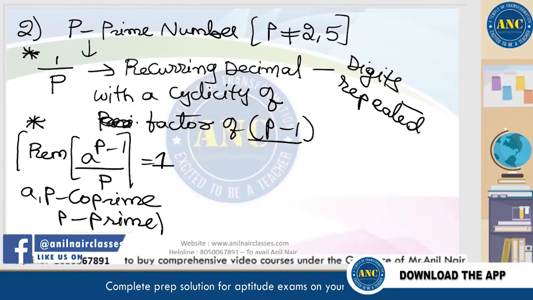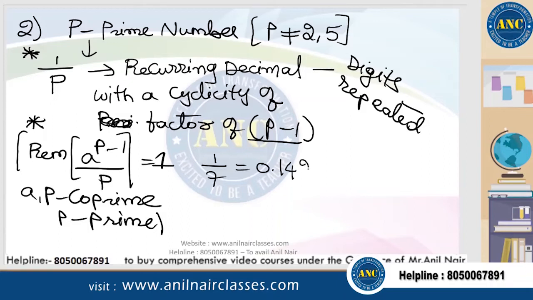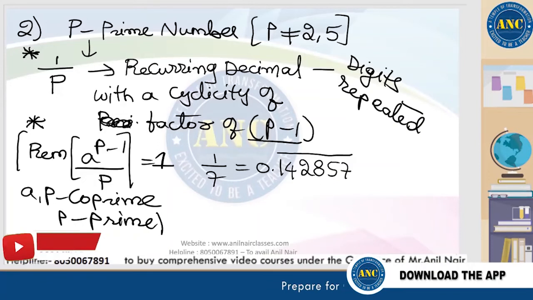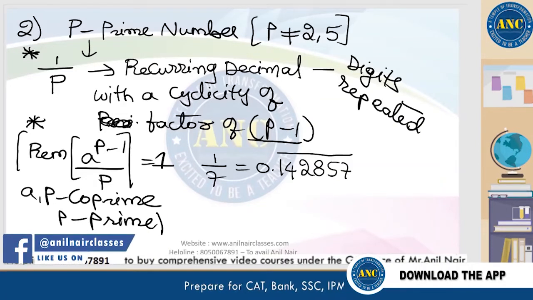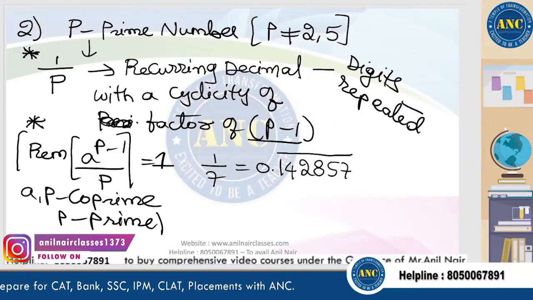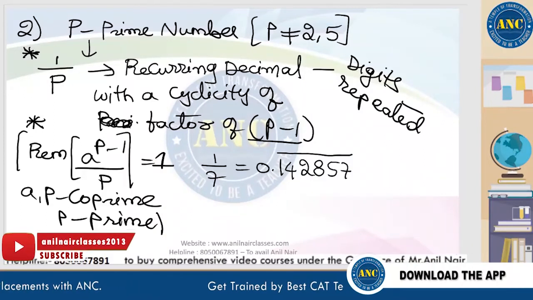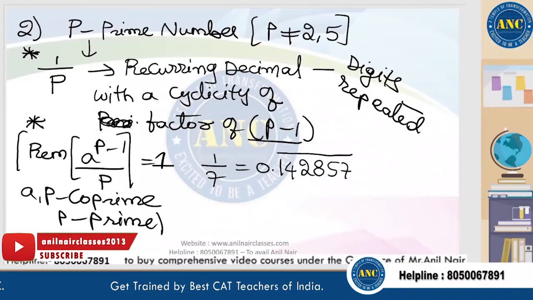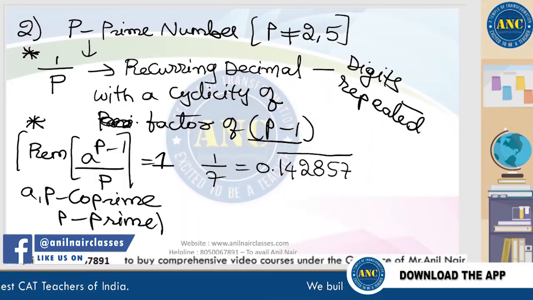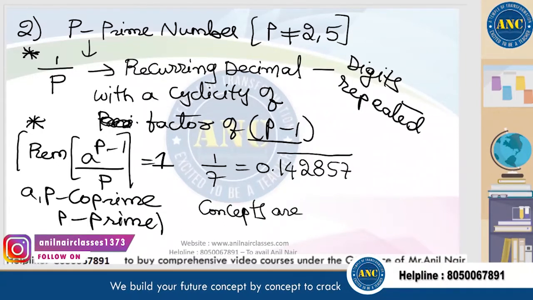1 by p. Suppose you want to know 1 by 7, it is nothing but 0.142857 bar. Only 142857 will be repeated. 7 is a prime number, so the repetition of digits will be in a factor of p minus 1. 7 minus 1 is 6, so 6 digits are repeated. I hope it is clear. Till now, all the concepts are clear?